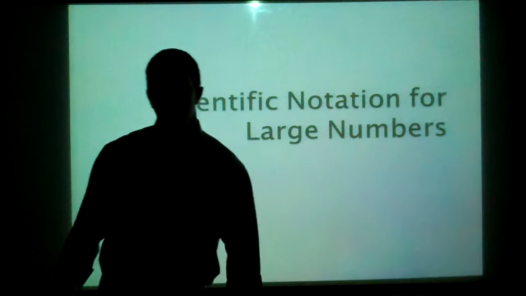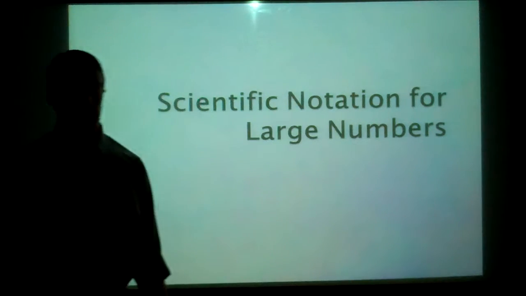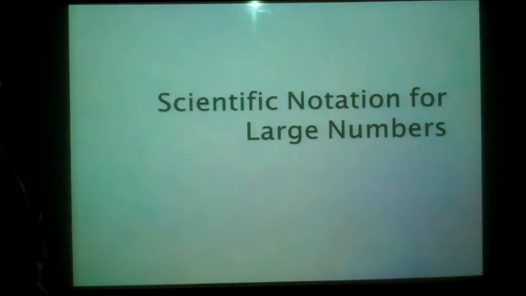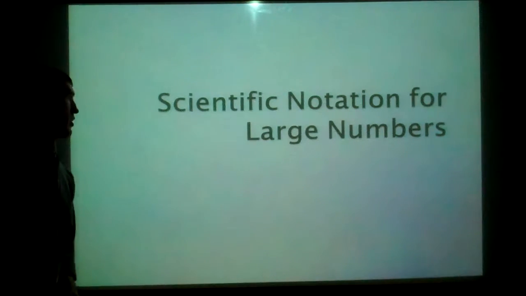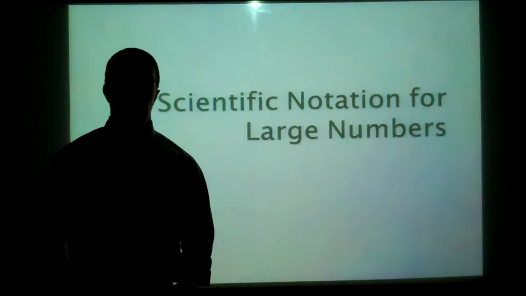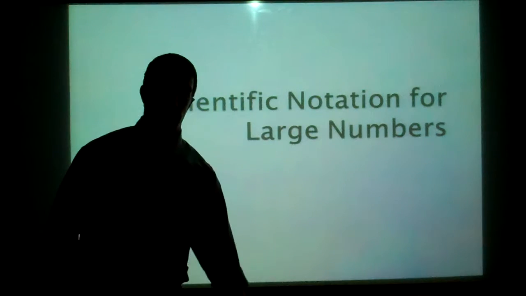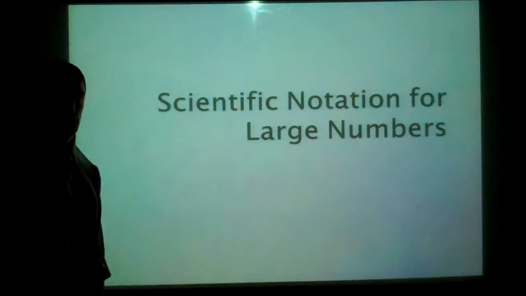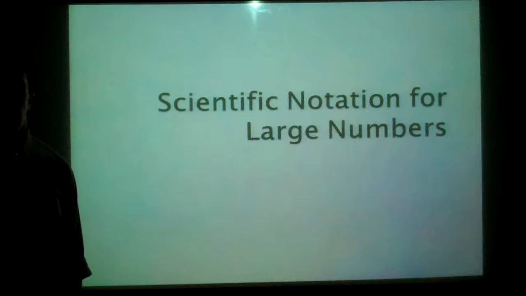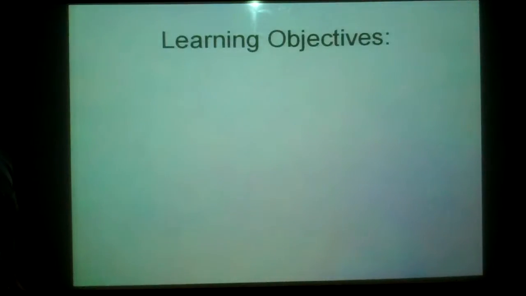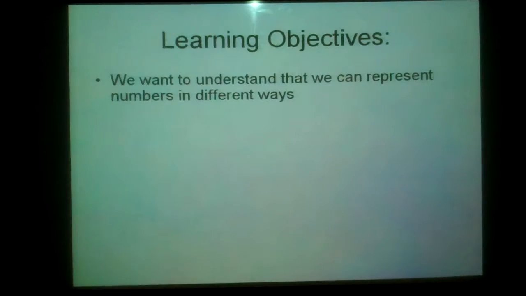This is lesson 28 for 8th grade, and today we're talking about scientific notation for large numbers. We will eventually get into scientific notation for very small numbers, but today we're just going to focus on the large numbers. Basically, what we want to get down today is that we can represent numbers in different ways, and we'll still have the same number. It may look different, but we will have the same number. So representation in different ways.